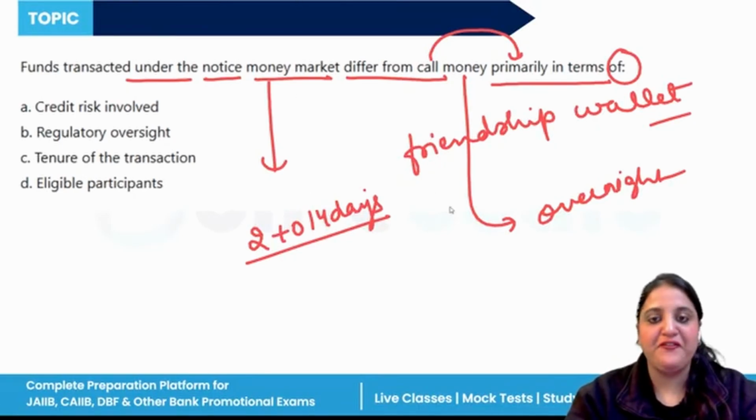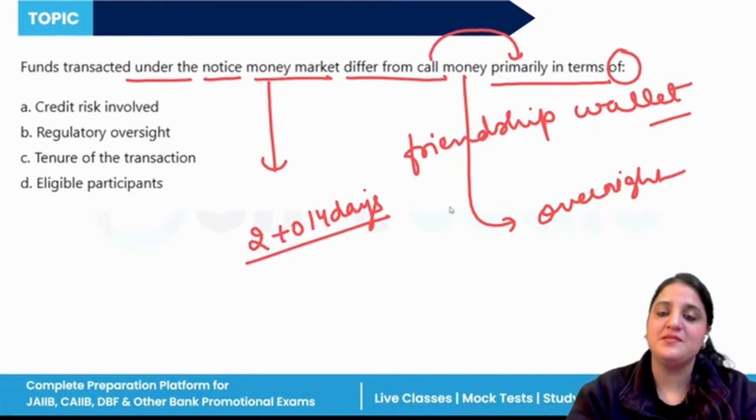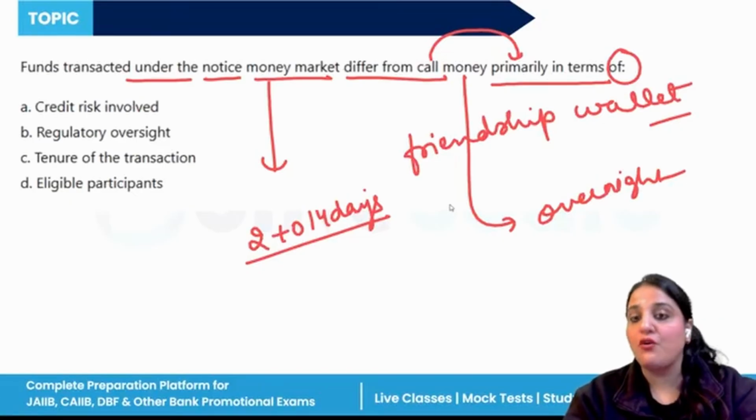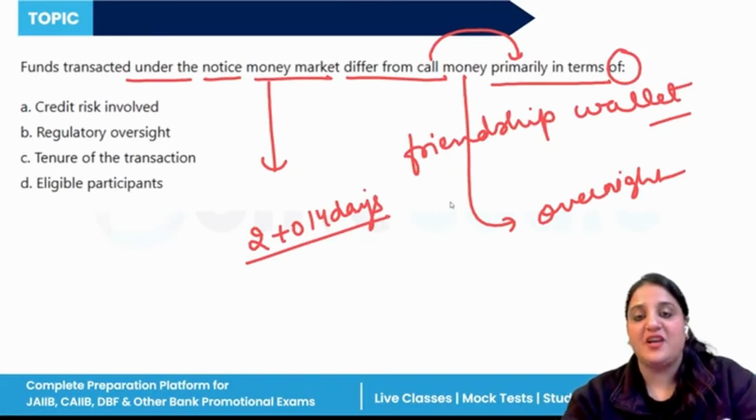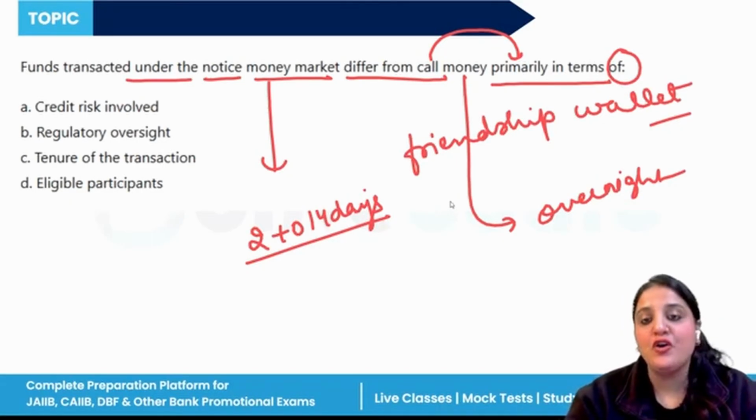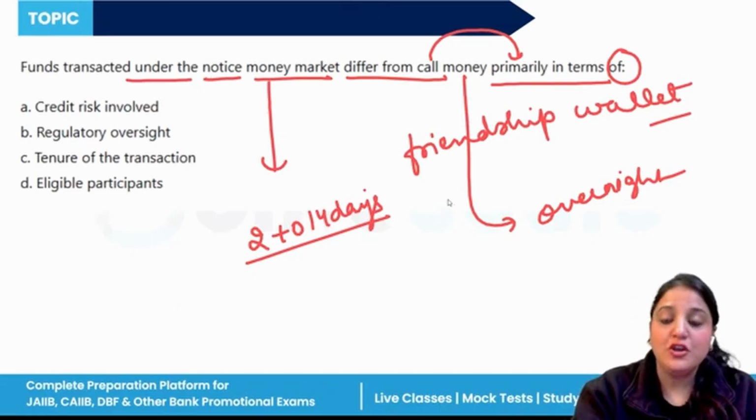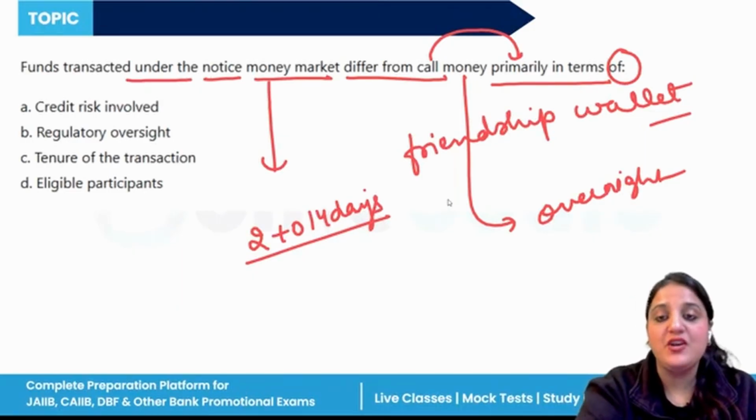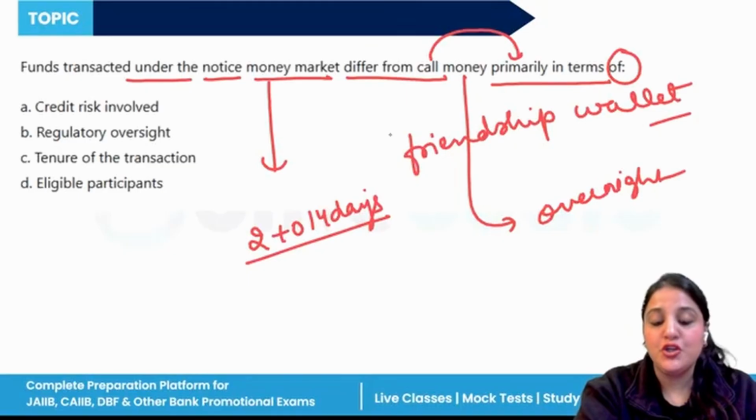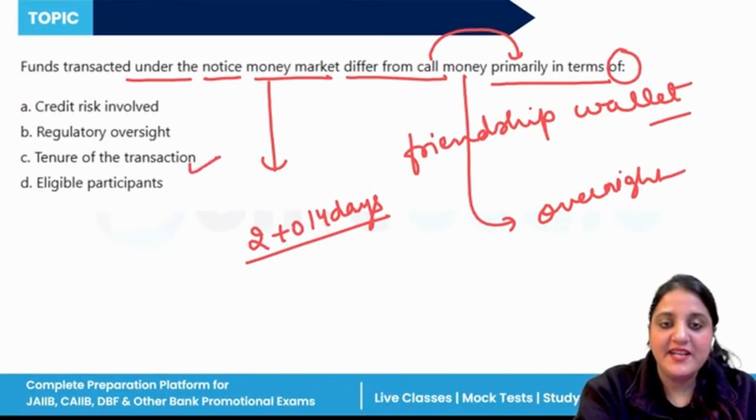So funds transacted under the notice money market differ from the call money market primarily in terms of tenure of the transaction, because call money is overnight and notice money ranges from 2 to 14 days. So which option is correct? Option C is correct. Tenure of the transaction.